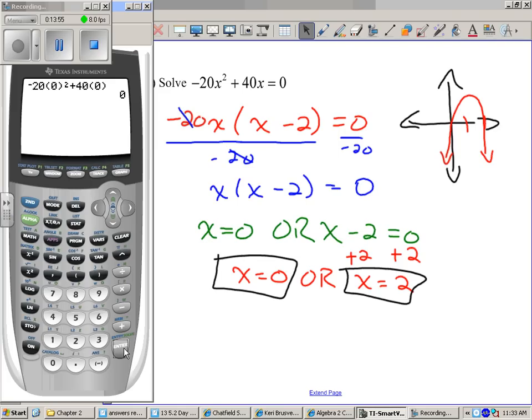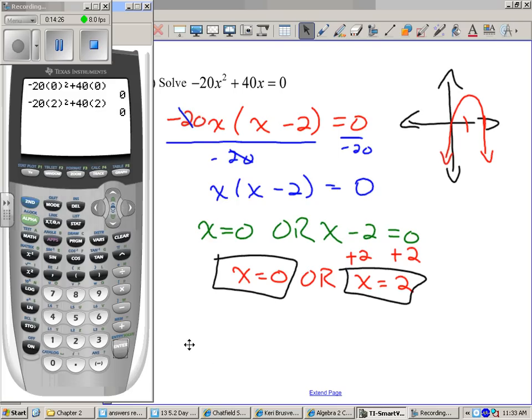At the same time, I'm going to bring up my last equation. I brought up that last equation by hitting second enter, and it brings up what I last typed. Notice it gave me the exact same thing, and instead of plugging in 0, I'm now going to plug in my other answer, 2. And if I hit enter again, it gives me 0.